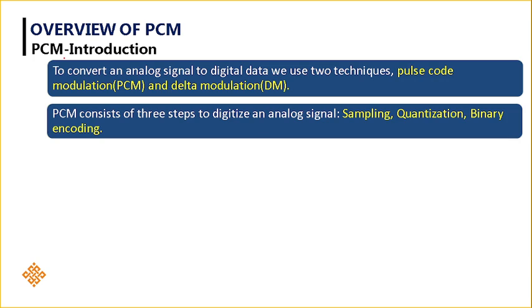So normally, in order to convert an analog signal into digital data using pulse code modulation, we follow three steps. One is known as sampling, the other one is quantization, and lastly binary encoding. Among these three steps, quantization is very important.